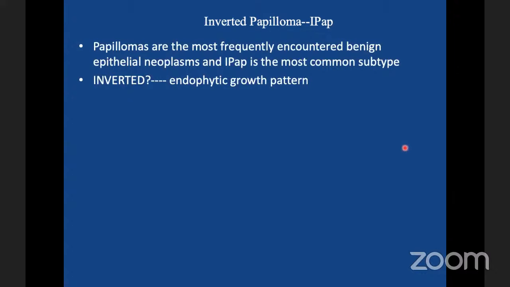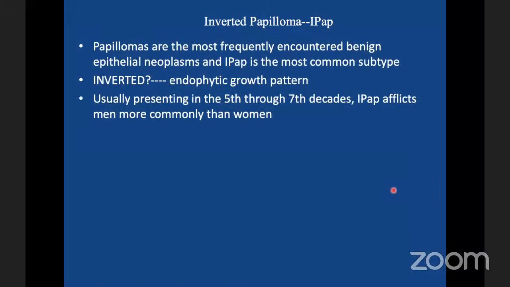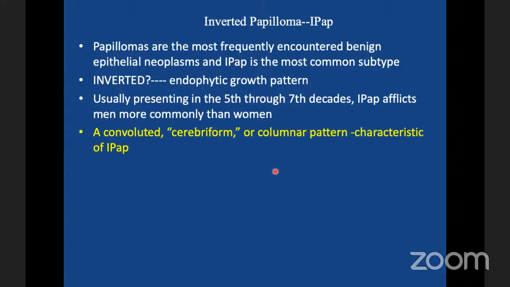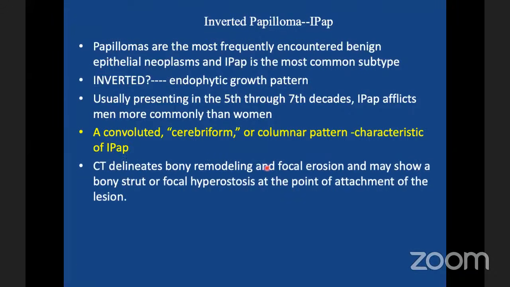Because it's got an endophytic growth pattern. It usually presents between the 5th and 7th decade. IPAP is more common in men than women. I already told you the MRI showed the cribriform pattern or columnar pattern, characteristic for IPAP.